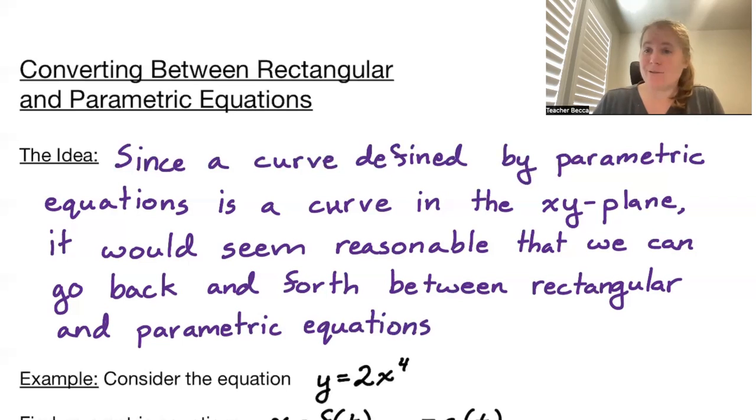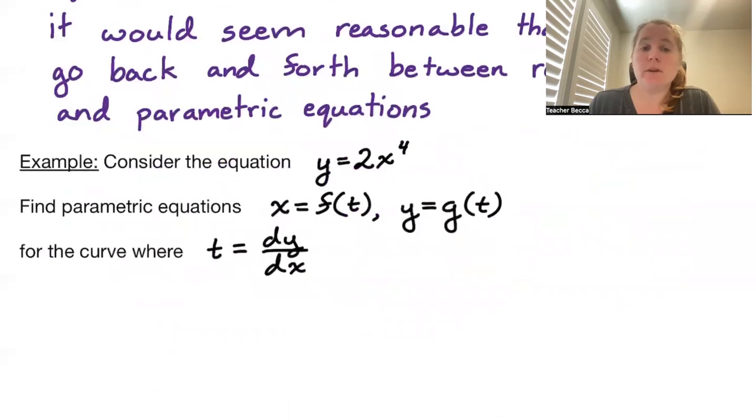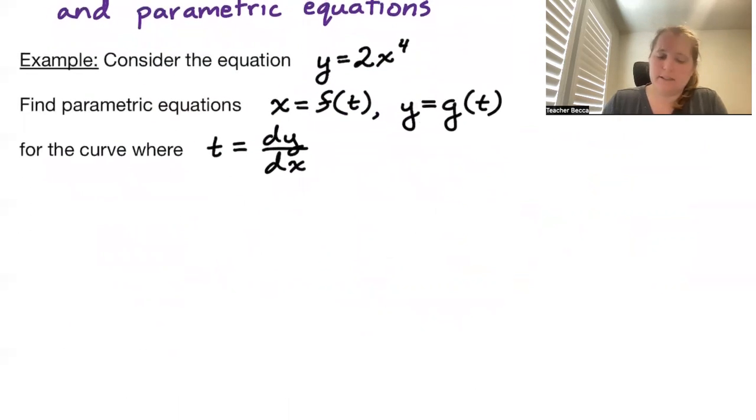It is extremely easy if there is no constraint on time to just simply set x equal to t, and we can go from rectangular to parametric. But we can also do this even with constraints on the time. So for example, let's consider the equation y equals 2x to the 4th and find parametric equations x equals f of t and y equals g of t for the curve where t is equal to dy/dx. So the first thing we find dy/dx.